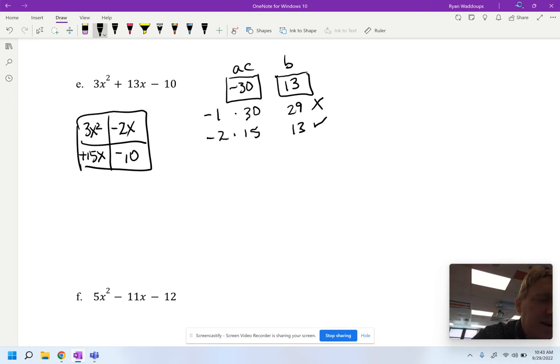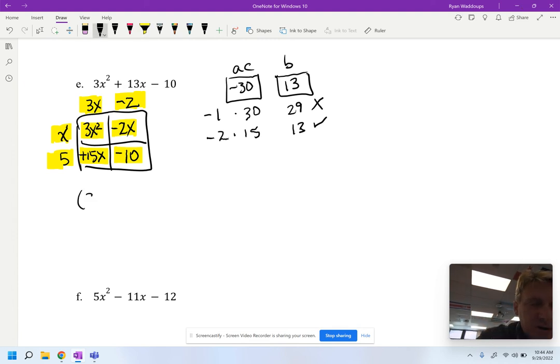So 3x squared and minus 2x, their greatest common factor would be x. And 15x and minus 10, their greatest common factor would be 5. And 3x squared and 15x, they've got 3x. And minus 2x and minus 10 would be minus 2. And then to double check, 3x multiplied by x is 3x squared. Negative 2 times x is minus 2x. 3x times 5 is plus 15x. And then 5 times negative 2 is negative 10.